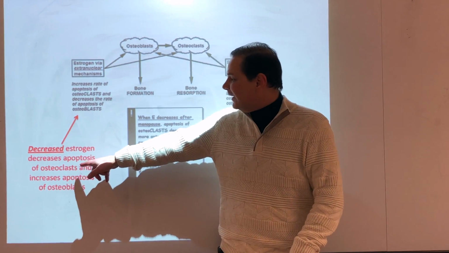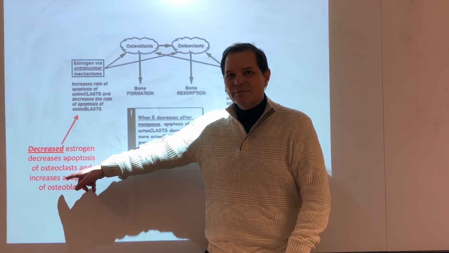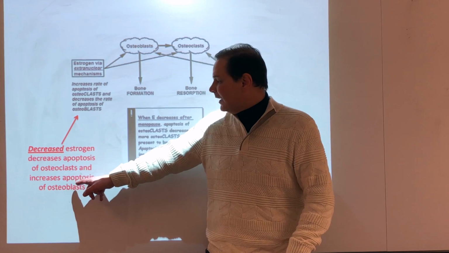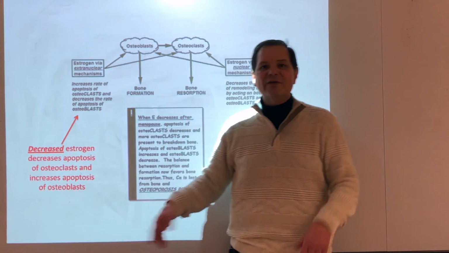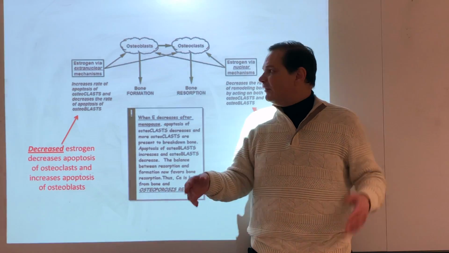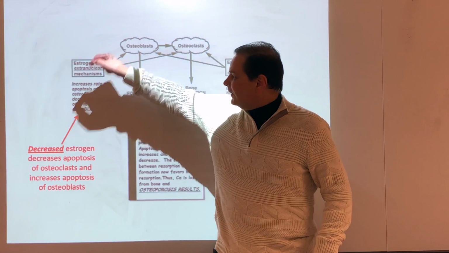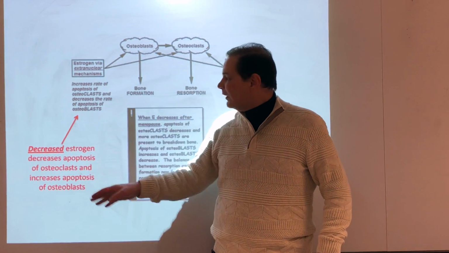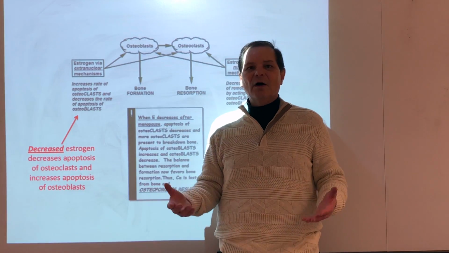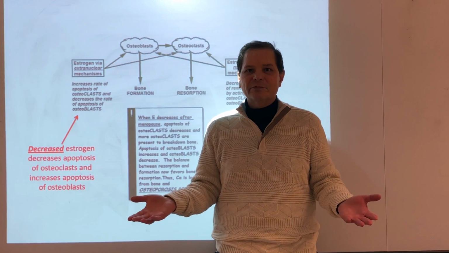All right. So if we decrease estrogen, like in osteoporosis, the opposite happens. You decrease the apoptosis of osteoclasts, they live longer, increasing the breakdown of bone, and you increase the apoptosis of osteoblasts, they live a shorter period of time, so you're making less bone. And that causes the imbalance that you see with osteoporosis. Decreased estrogen causes osteoclasts to live longer, osteoblasts not to live as long, and you get more bone breakdown. You get women and men with brittle bones, okay?